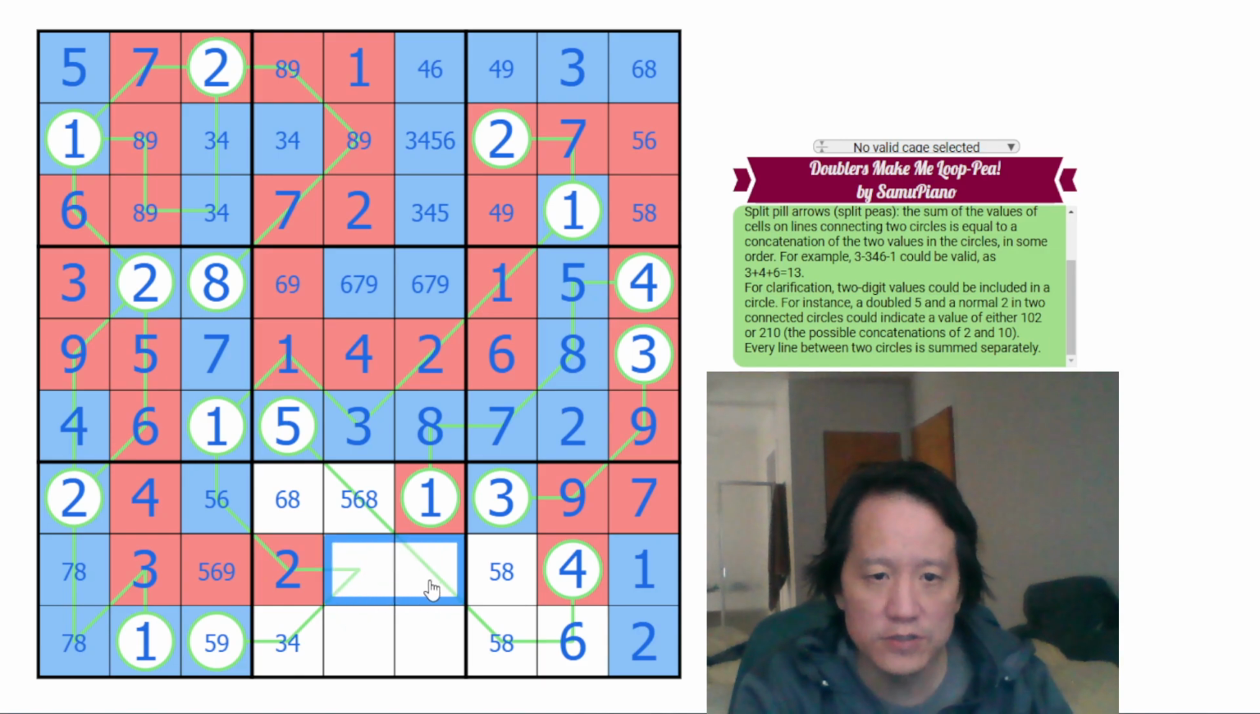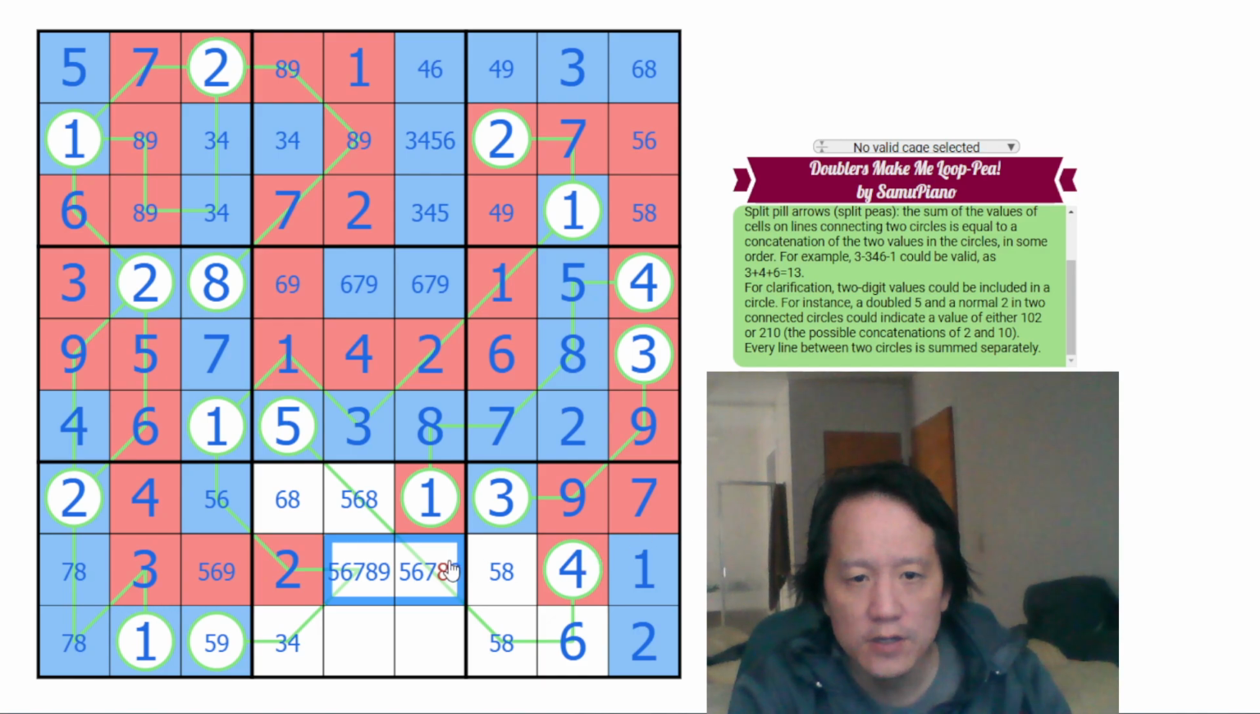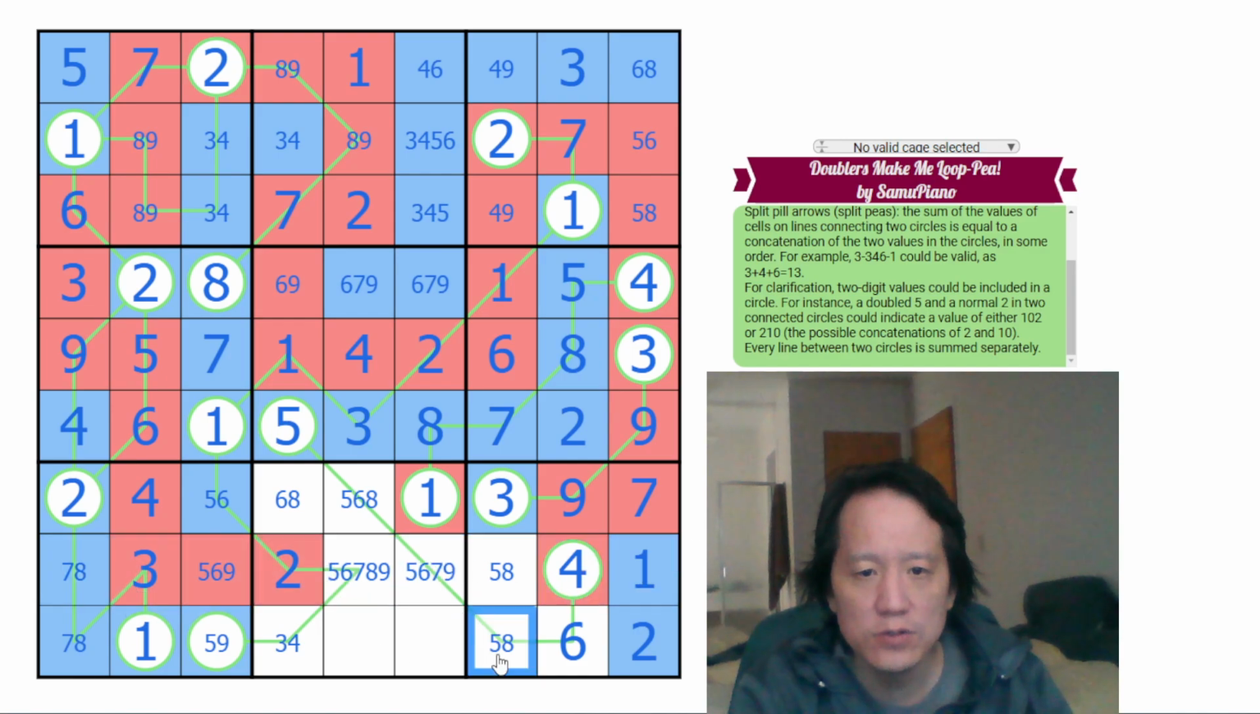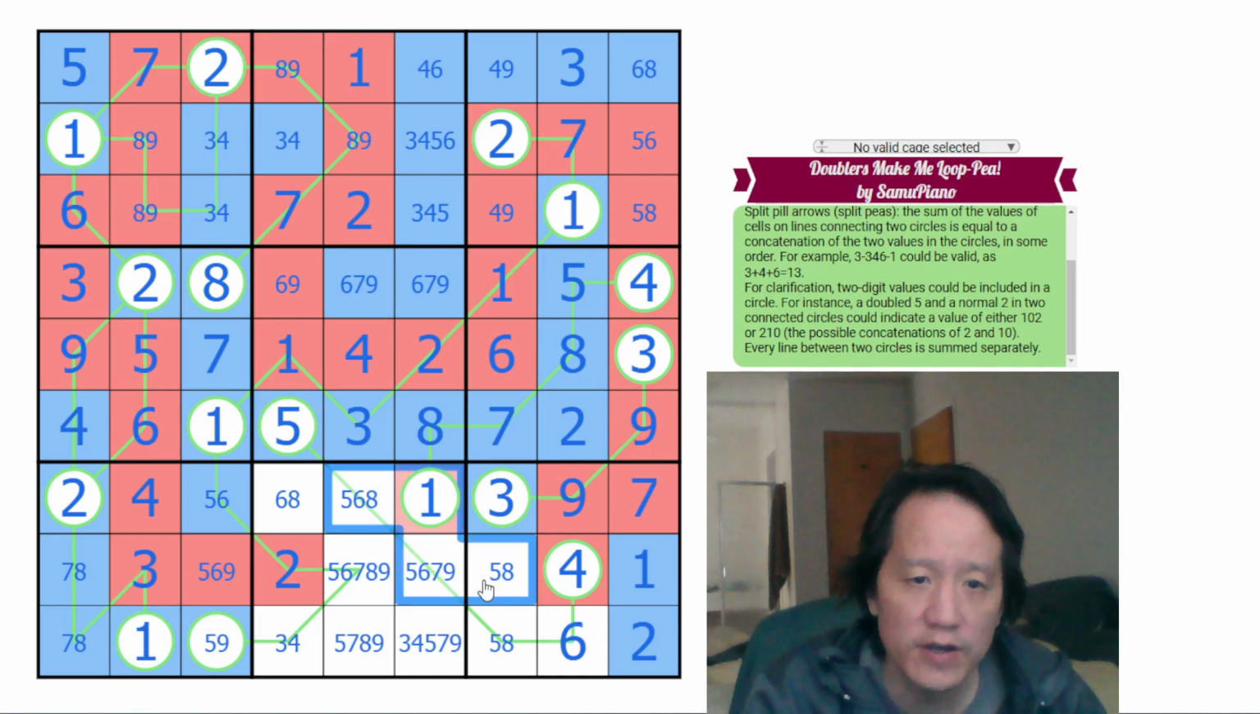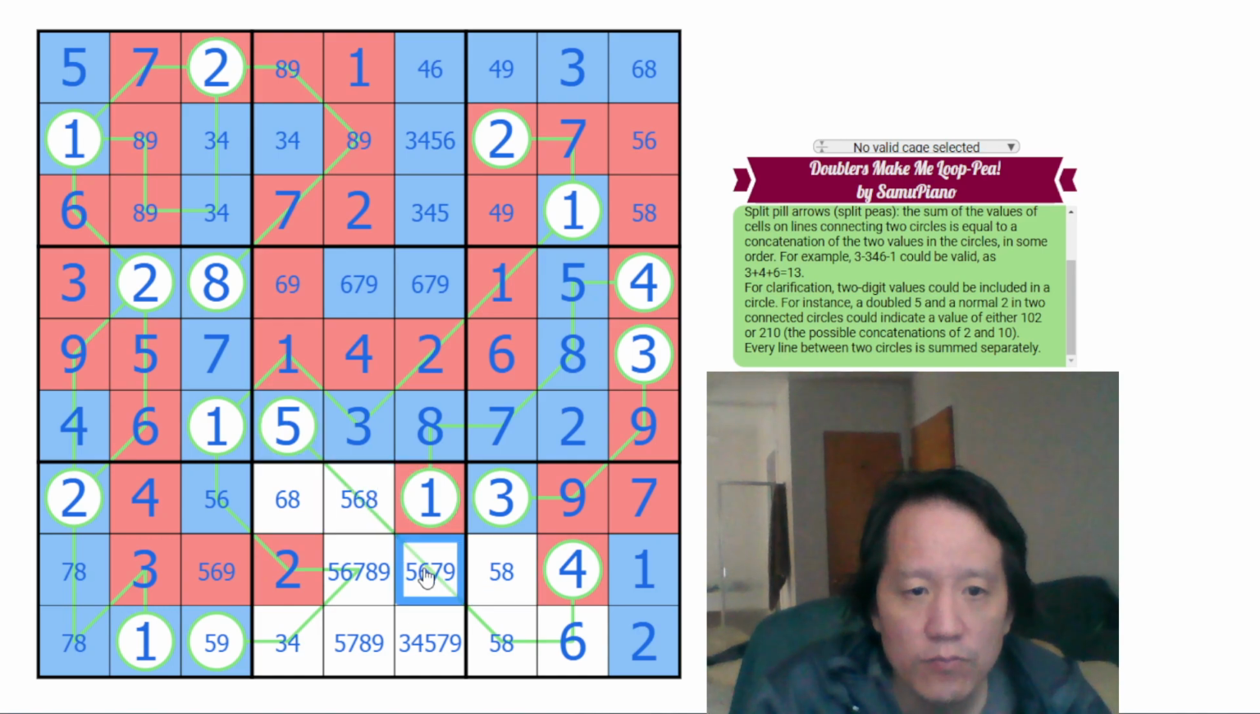And so this is 5, 6, 7, 8, 9 because of Sudoku. This is 3, 4, 5, 6, 7, 8, 9. This can't be 3 or 4 or 6 or 8 because of Sudoku. So we satisfied, so this is at least 4.